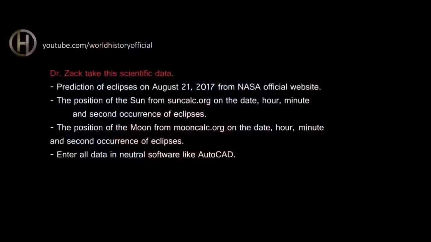The prediction of eclipses on August 21, 2017 from the NASA official website. The position of the sun from suncalc.org on the date, hour, minute and second of the eclipse occurrence. The position of the moon from mooncalc.org on the date, hour, minute and second of the eclipse occurrence. Enter all data in neutral software like AutoCAD. It's like our challenge to the open letter, isn't it? For them it might be an incredibly hard thing. For us, it is indeed a regular research that we do.